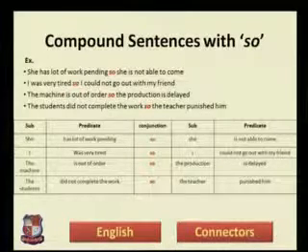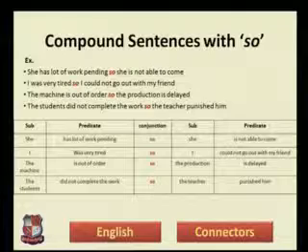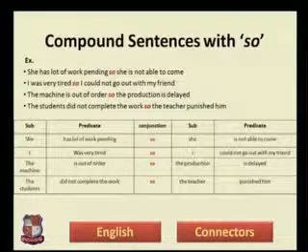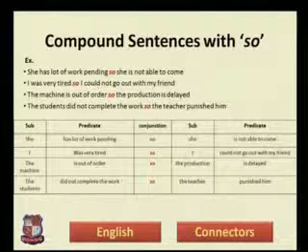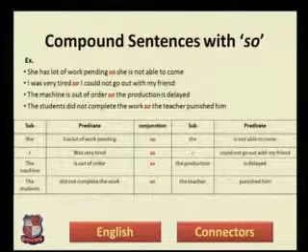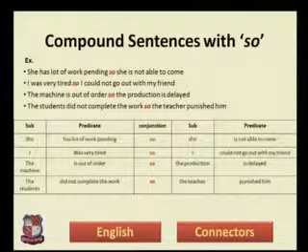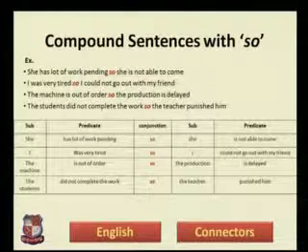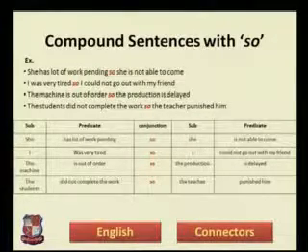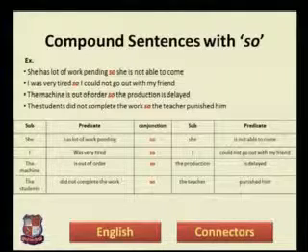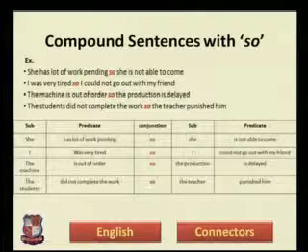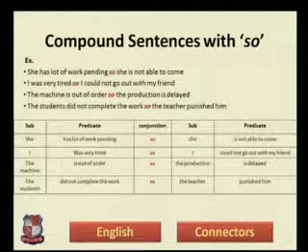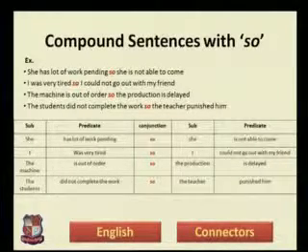As I said, so is a connector or a conjunction that is showing us the result and the reason. The sentence that comes before so, like in the first sentence, she has a lot of work pending, is a sentence that shows us the reason. And what is its result? Its result is given after so. So the result is she is not able to come.